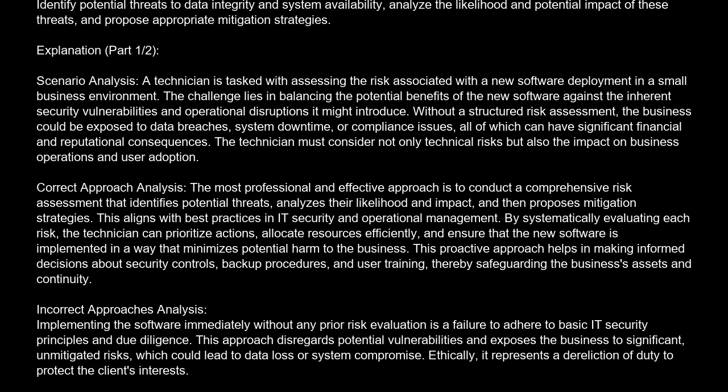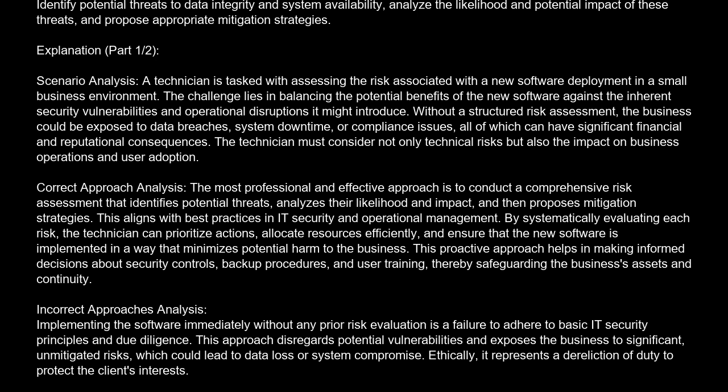The technician must consider not only technical risks, but also the impact on business operations and user adoption. Correct approach analysis. The most professional and effective approach is to conduct a comprehensive risk assessment that identifies potential threats, analyzes their likelihood and impact, and then proposes mitigation strategies. This aligns with best practices in IT security and operational management.